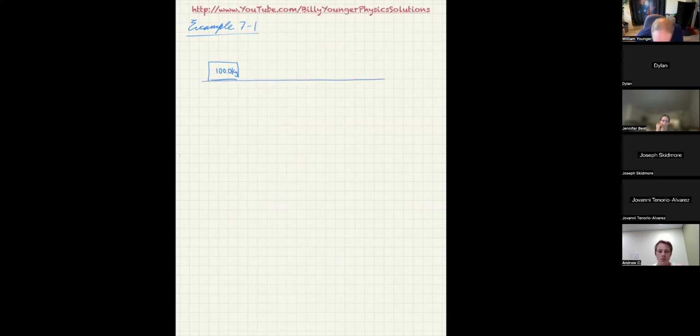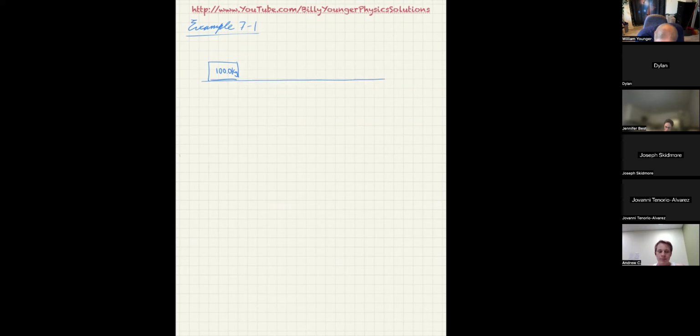So for instance, this is example 7.1. In example 7.1, what we're going to have is a crate. I could make it a little different, and I'm going to, mainly because I don't want to put copyrighted material up here. But what we're going to do is say a box has a mass of 100 kilograms, and it lies on a level floor like that.